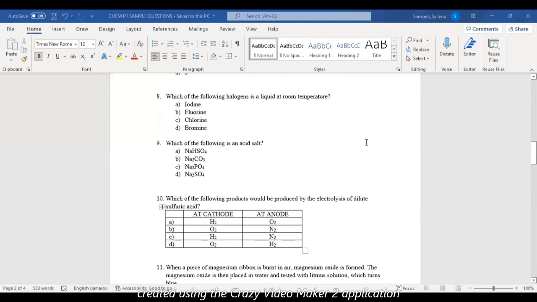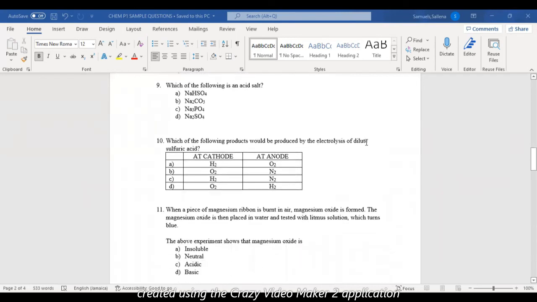Moving on, which of the following products would be produced by the electrolysis of dilute sulfuric acid? The answer is A. So this is because in the electrolysis of dilute sulfuric acid, the ions that are present are the H+ ions and the OH- ions from the water, and from the sulfuric acid the H+ ions and the sulfate ions.